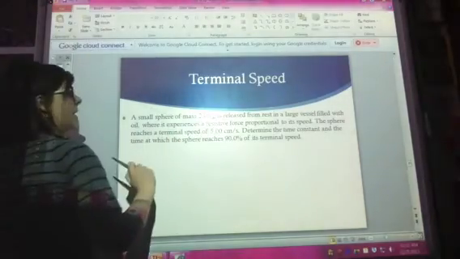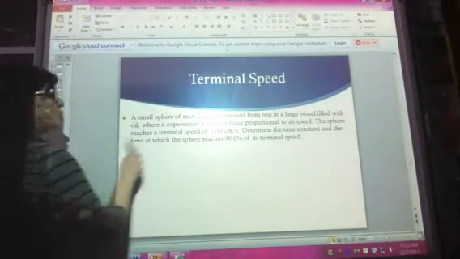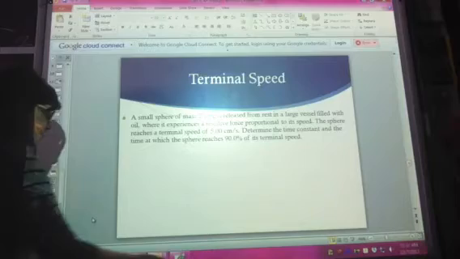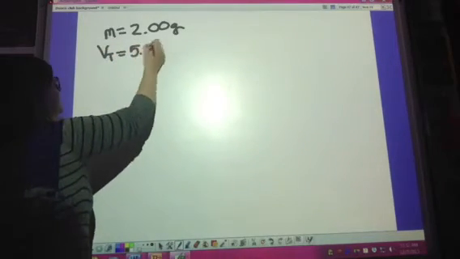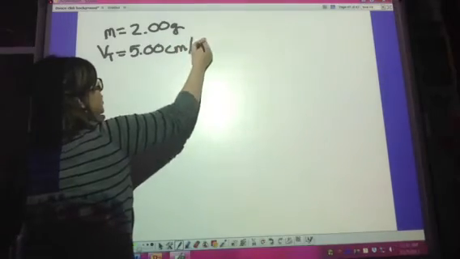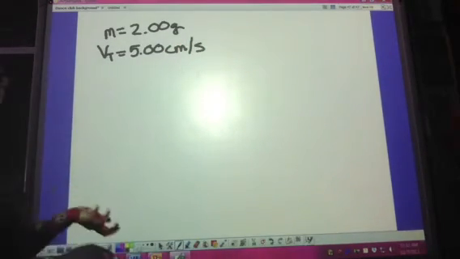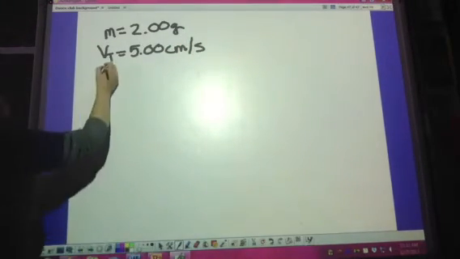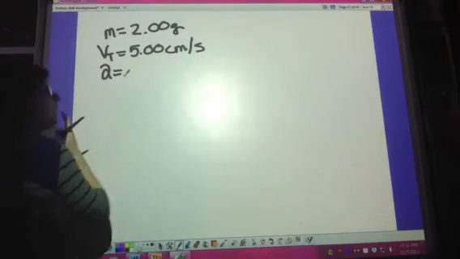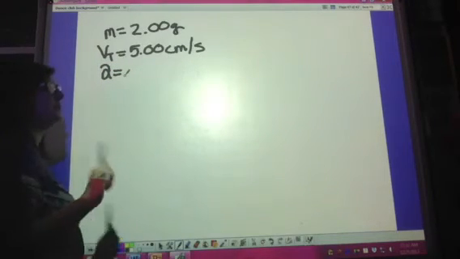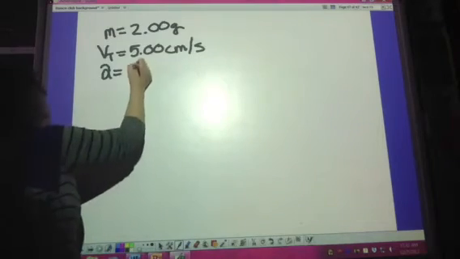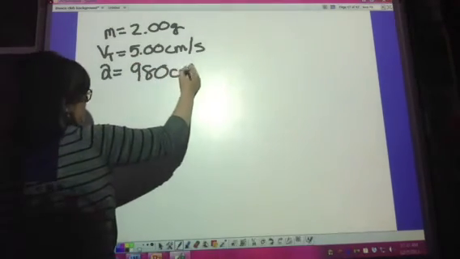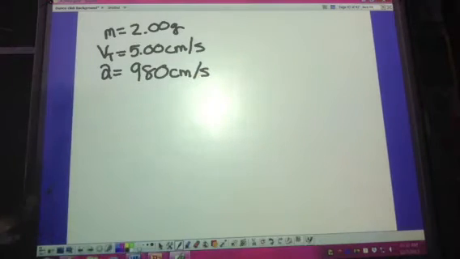So mass is 2 grams. We know that the terminal speed is 5 centimeters per second. So let's write that down as well. I know Vt equals 5 centimeters per second. Well, then that means I also know acceleration due to gravity, which, if this is going to stay in centimeters per second, I need to convert to centimeters per second squared. So that would be 980 centimeters per second squared.